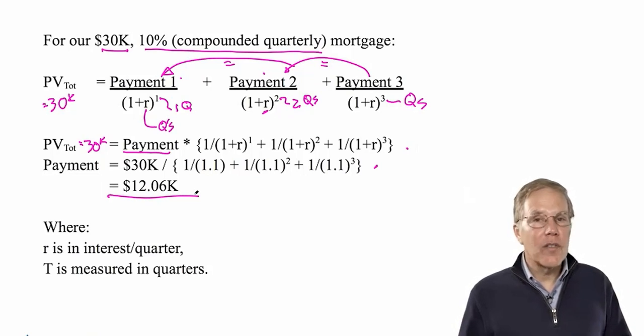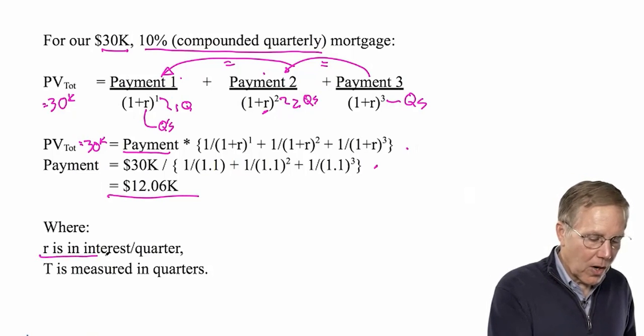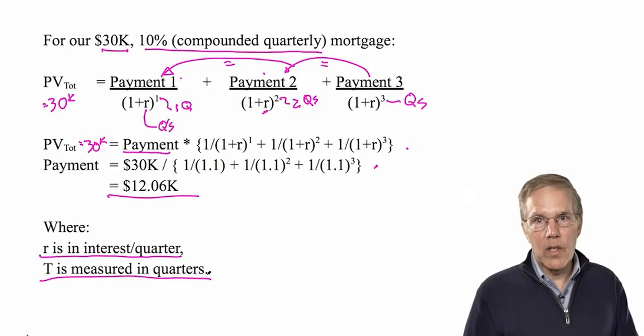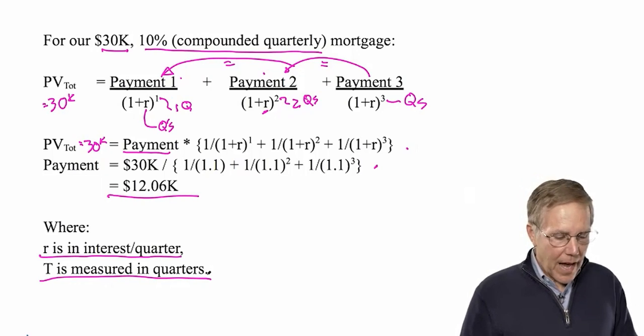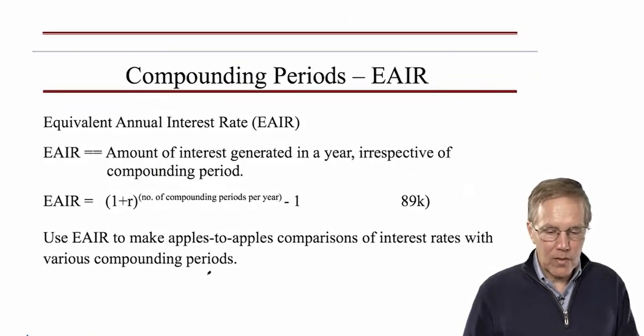All we had to do is exactly the same as everything we've done annually, except we've consistently changed all our units to quarters. So R is interest per quarter, compounded quarterly, and T is measured in quarters. And that's it. It's really that simple.